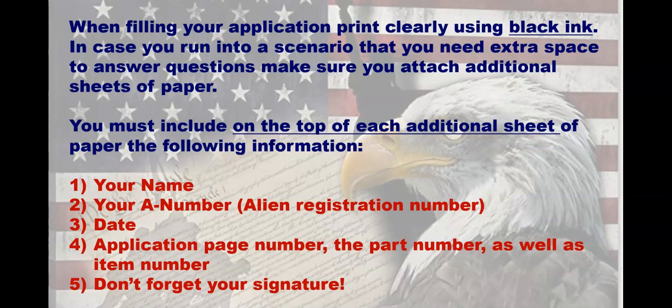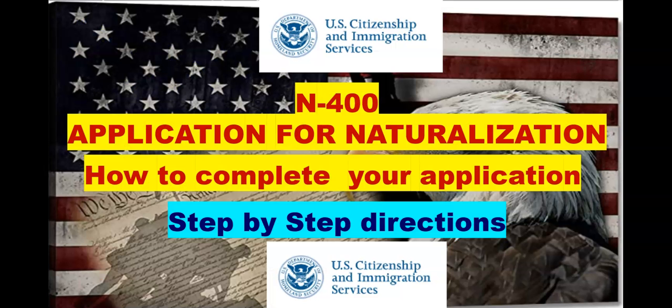You must include on the top of each additional sheet of paper the following information. 1. Your name. 2. Your A number, alien registration number or green card number. 3. You need the date. 4. You need the application page number, the part number, as well as the item number, in order for the immigration officer to know which part of the application you're adding additional information to. And also do not forget your signatures, extremely important.